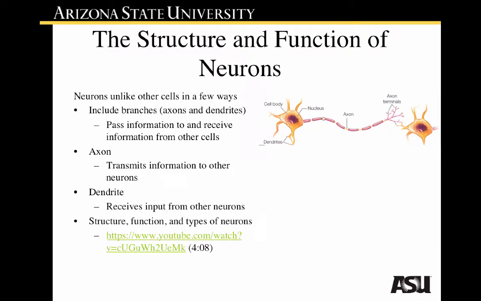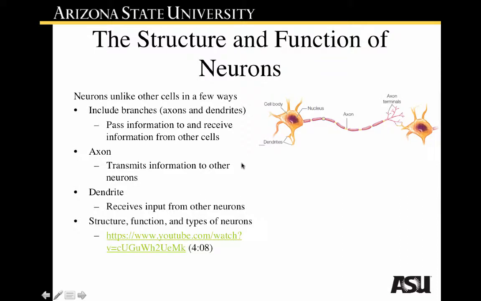It's unlike other cells in a few ways. So, for example, it includes branches. These branches are axons, and dendrites are the other branches. And these pass information to and receive information from other cells. So the axon itself transmits information to other neurons, and the dendrites receive input from other neurons.